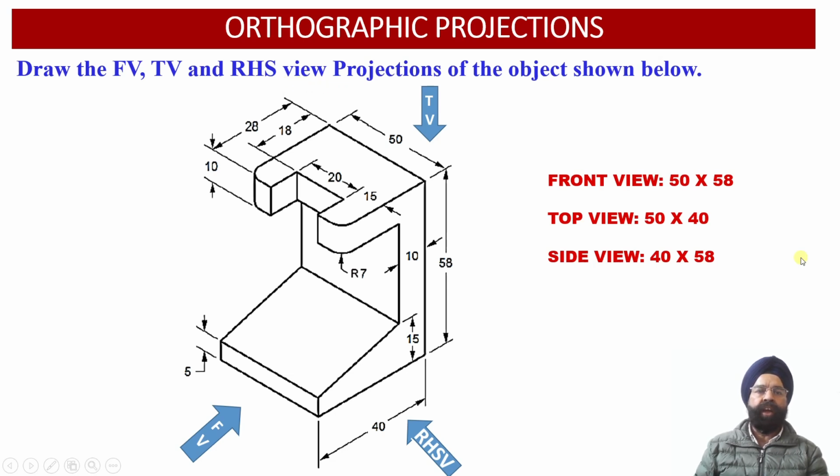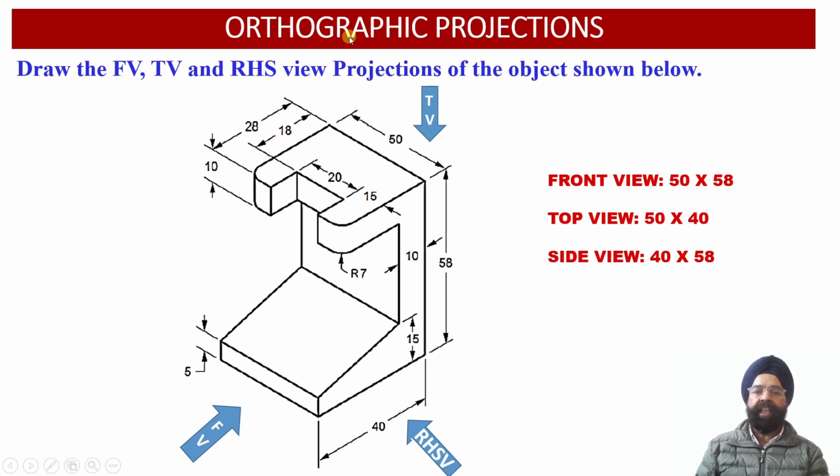In order to obtain the orthographic projections of this object, let us first evaluate the dimensions of the front view face, the right hand side view face and the top view face. As we look at this object from the front view orientation, we observe that the width of the object is 50 millimeter, while the height is 58 millimeter. So the front view dimensions will be 50 millimeter width and 58 millimeter height.